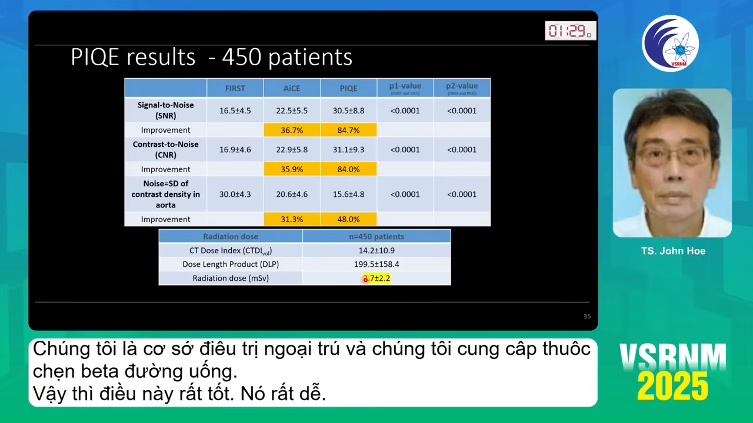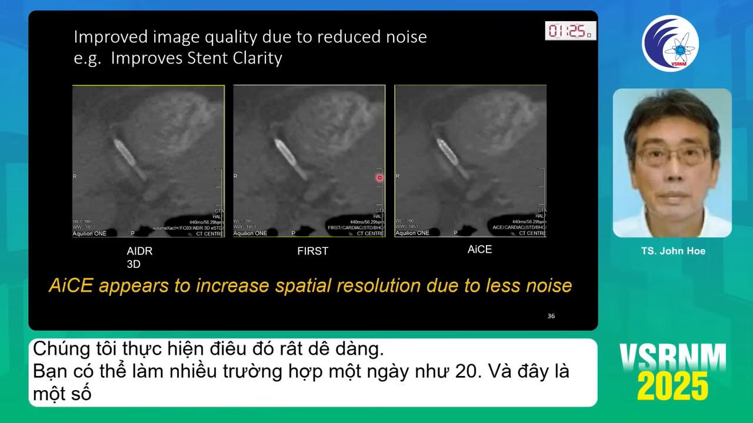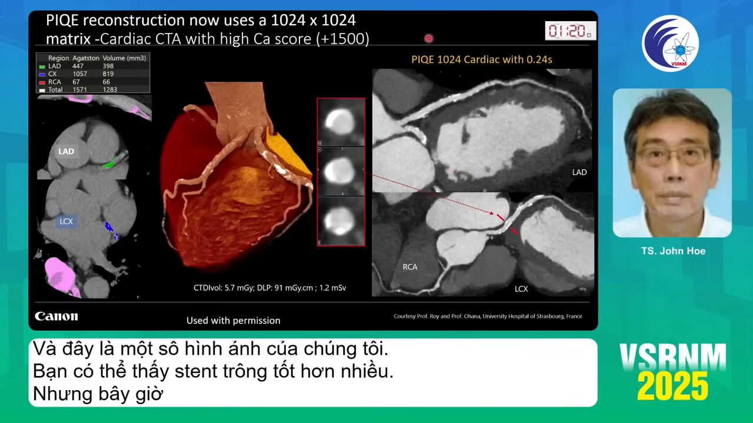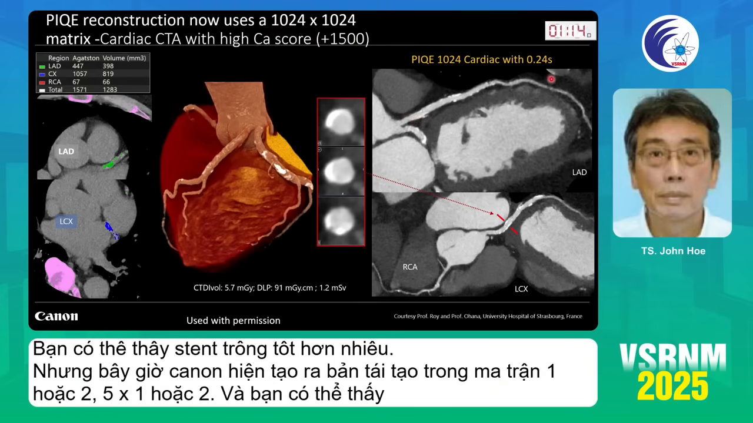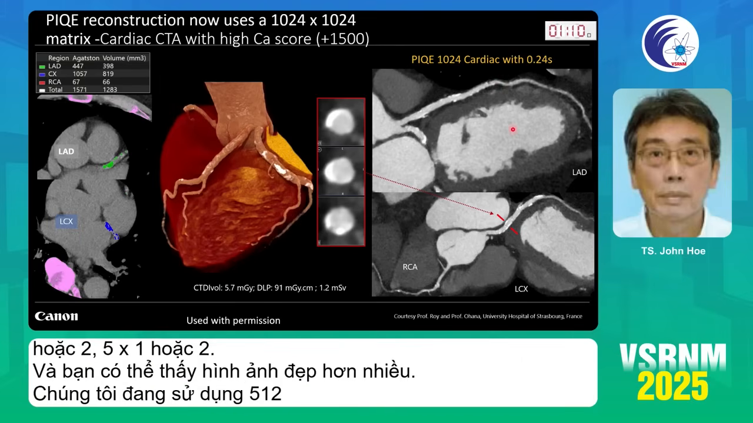You can do plenty of cases a day, like 20, and these are some of our images. You can see the stent looks a lot better. But now, Canon now produces reconstruction in 1024 by 1024 matrix, and you can see the images are much nicer. We are using 512 by 512 matrix.